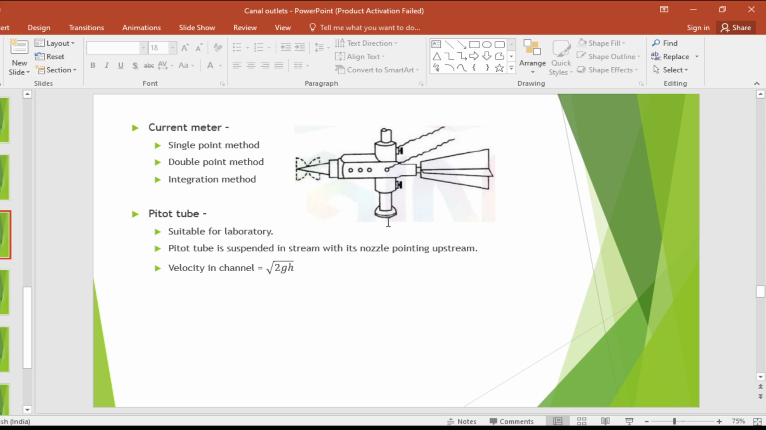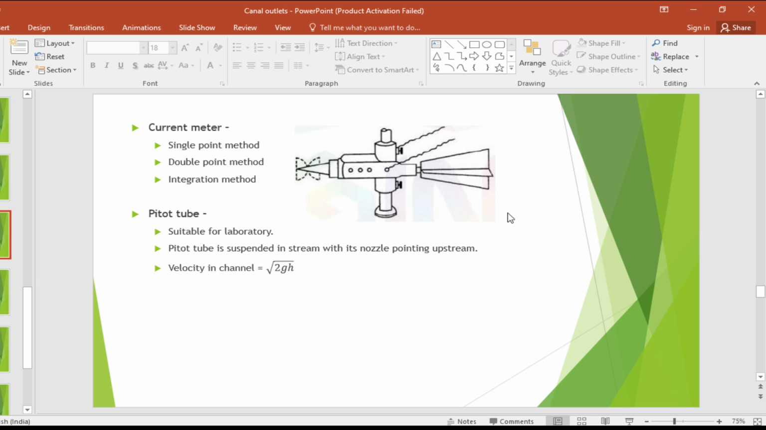Second is the current meter method. Now the current meter method is the generally used method. It consists of a device which measures the velocity in the channel directly. The diagram shows the current meter instrument. This instrument consists of a wheel which is caused to revolve by the force of the current when it is immersed in water, and it is provided with a gear to record the number of revolutions of that wheel. By using that revolution number we can calculate the mean velocity.